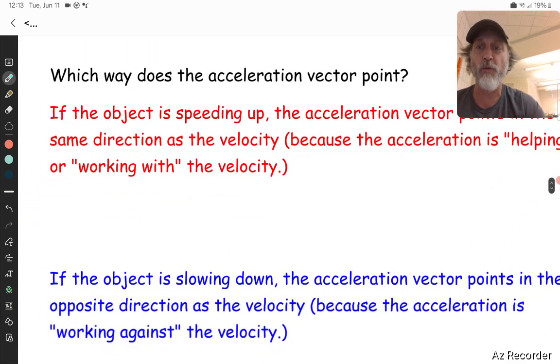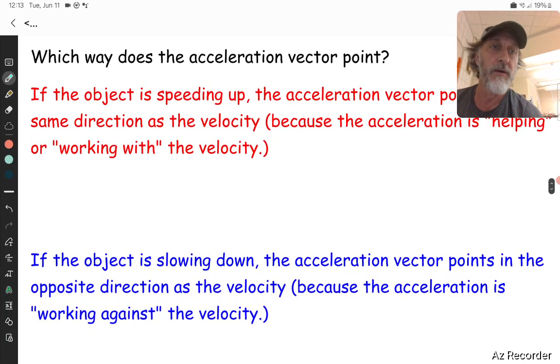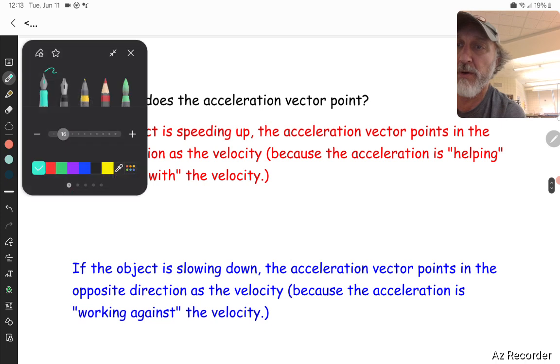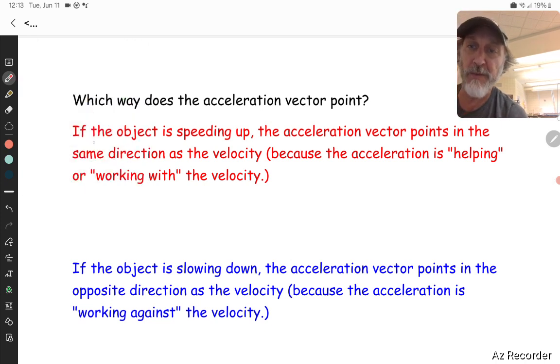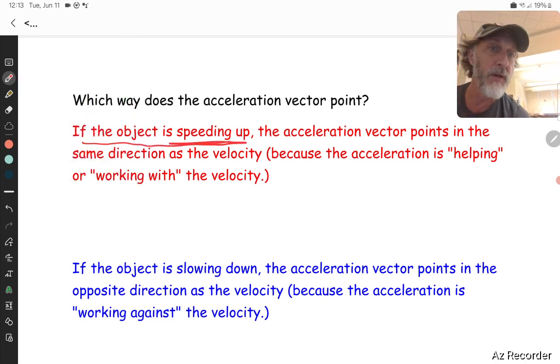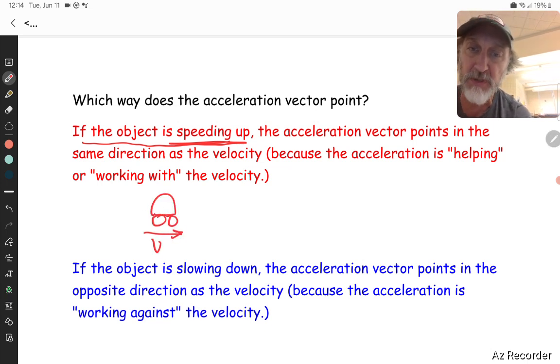So check it out. Which way does the acceleration vector point? Here we have our answer for this question. There are two possibilities. If the object is speeding up, then the acceleration vector points in the same direction as the velocity, because the acceleration is kind of like helping or working with the velocity. If you've got a car that's driving forwards, and then the driver presses on the gas pedal, then the acceleration is helping the velocity, and so both the acceleration and the velocity point in the same direction.